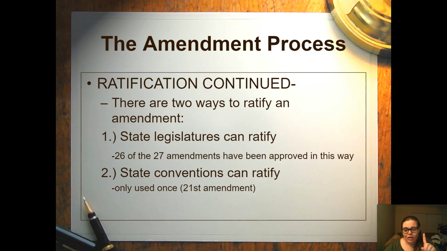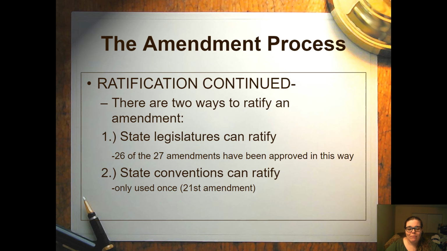There's only one amendment that used the other way. The other way is you take it out of the lawmakers' hands. The amendment is proposed, it goes to the states. Option 1 is the state governments vote. Option 2 is the voters of each state vote. The state holds a special election, a convention, where the voters show up and vote themselves, yes or no, and a simple majority wins. Whoever gets the most votes wins that state. This has only happened once, and that was for the 21st Amendment.